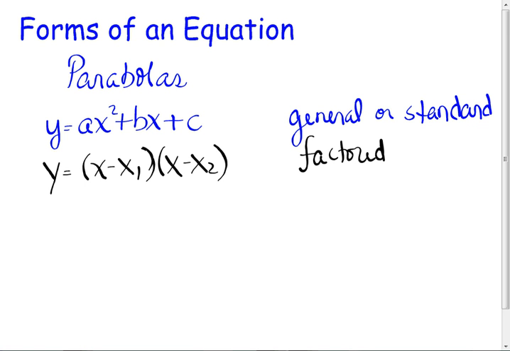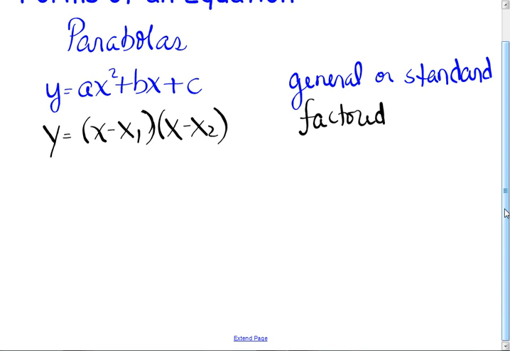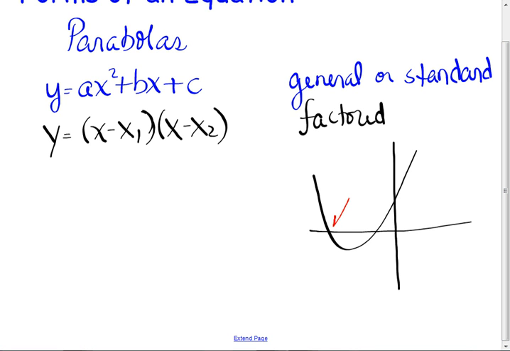Remember what x-intercepts are? Here's my graph. That's an x-intercept. And that's an x-intercept. And one of the coordinates is 0. Which one's 0? The y is 0. So it's a comma 0, or x1 comma 0. It doesn't matter.